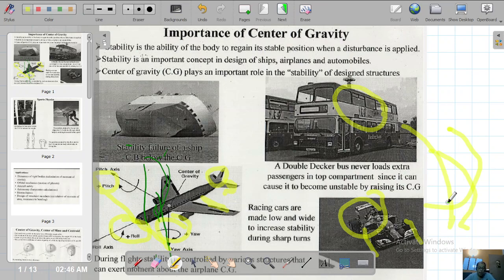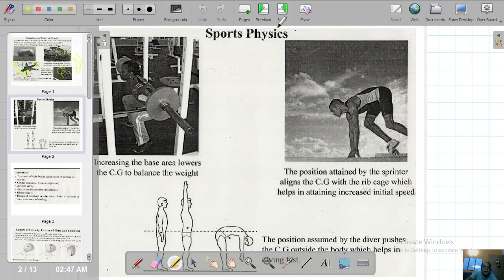Okay, let's go to the next slide. If you look here, sports physics is very important in this slide also. Again, you people might be doing some sort of bodybuilding or something like that.